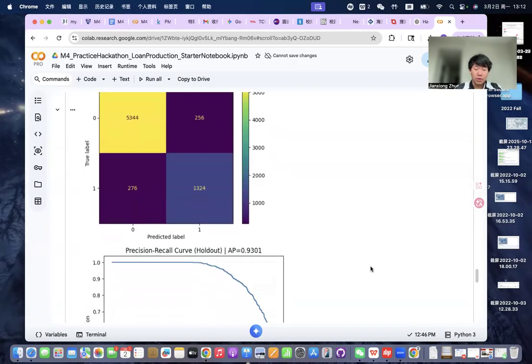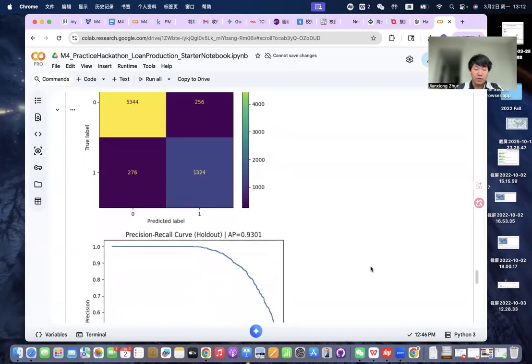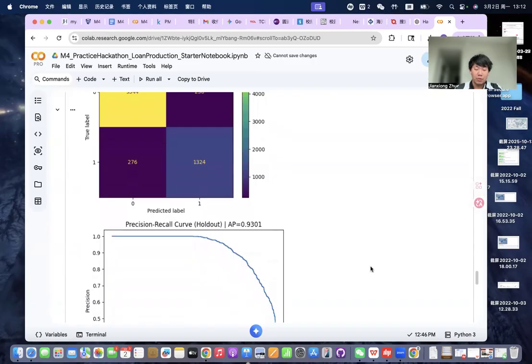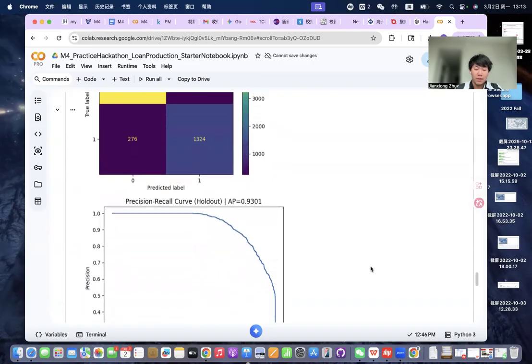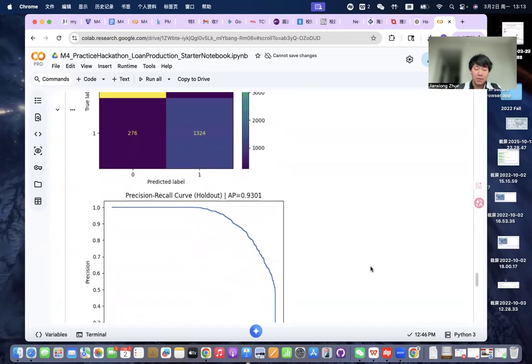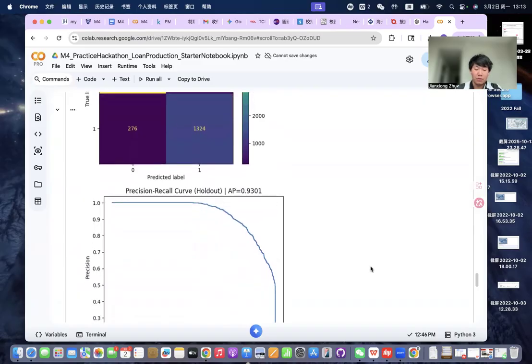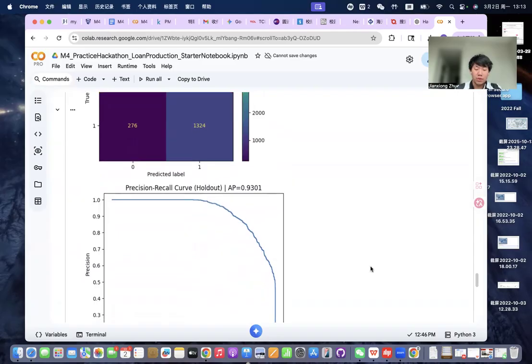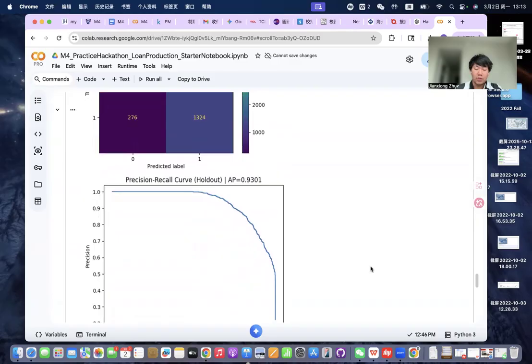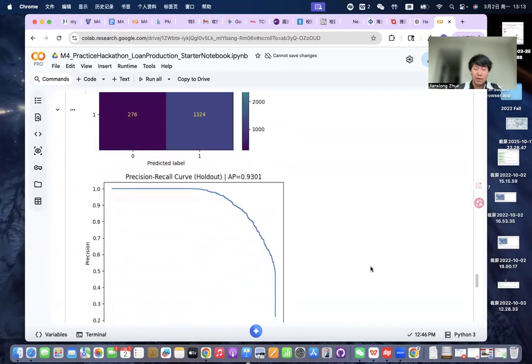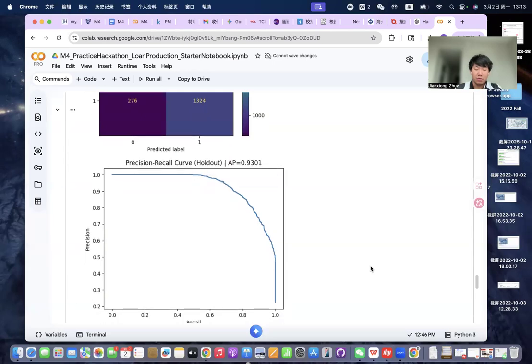And for the precision-recall curve, it shows an average precision of 0.9301, which is very strong. This indicates that the model maintains high precision across a wide range of recall values. As recall approaches 1, precision decreases, which is expected. This could help decision makers choose a threshold depending on business strategy. Risk-averse banks choose a higher threshold to reduce false negatives. Profit-focused banks may lower the threshold to increase profits.